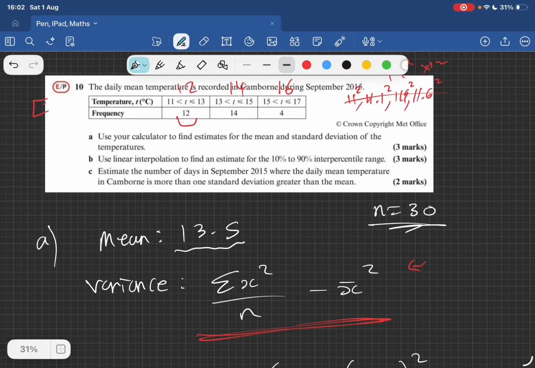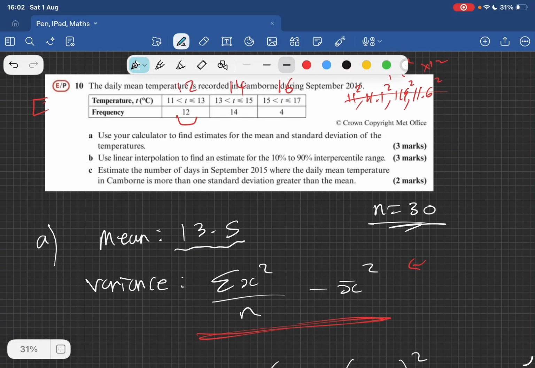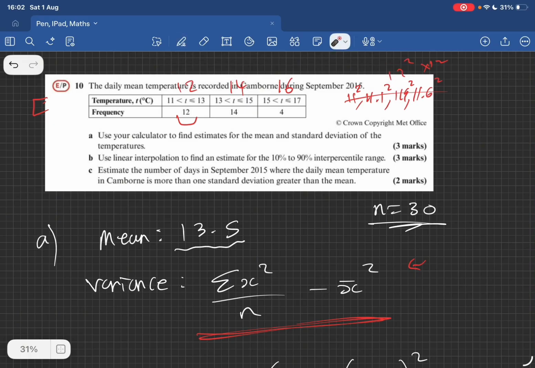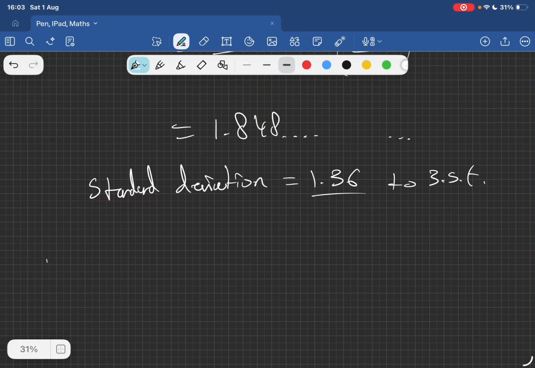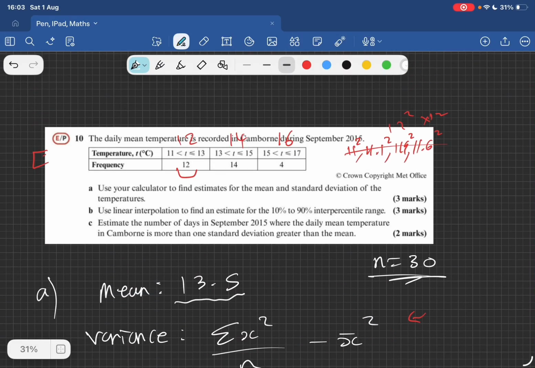So we've done that, we found the mean, found the standard deviation. Now we need to use linear interpolation to find an estimate for the 10% and 90% interpercentile range. A lot of words there. Let's decode what it wants. This is like the standard example where we have lower quartile, upper quartile, interquartile range. Instead here, interpercentile range, we're working with this 90% and this 10%. Pretty self-explanatory.